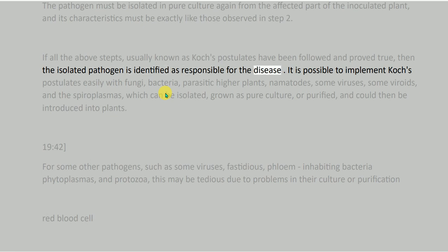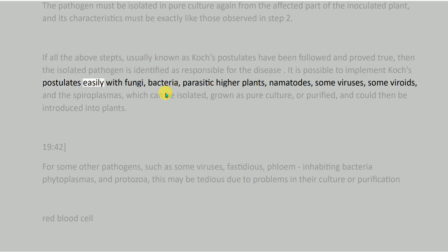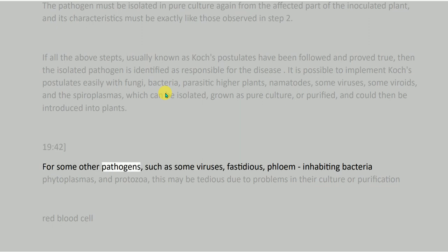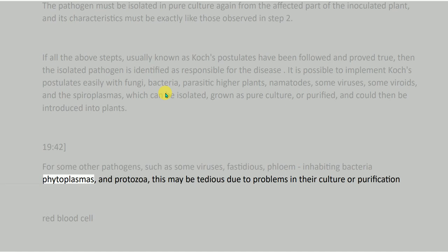It is possible to implement Koch's postulates easily with fungi, bacteria, parasitic higher plants, nematodes, some viruses, some viroids, and the spiroplasmas, which can be isolated, grown as pure culture, or purified, and could then be introduced into plants. For some other pathogens, such as some viruses, fastidious phloem-inhabiting bacteria, phytoplasmas, and protozoa, this may be tedious due to problems in their culture or purification.